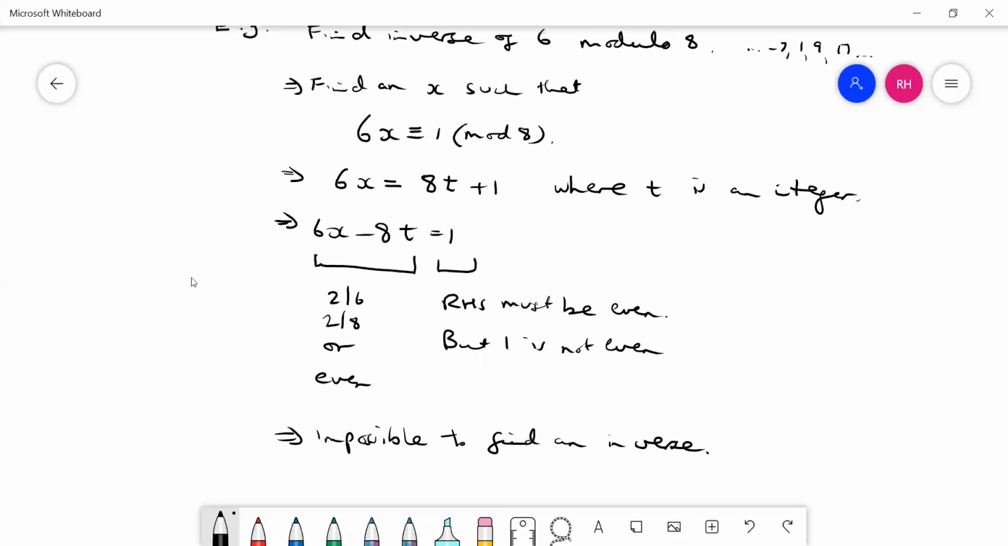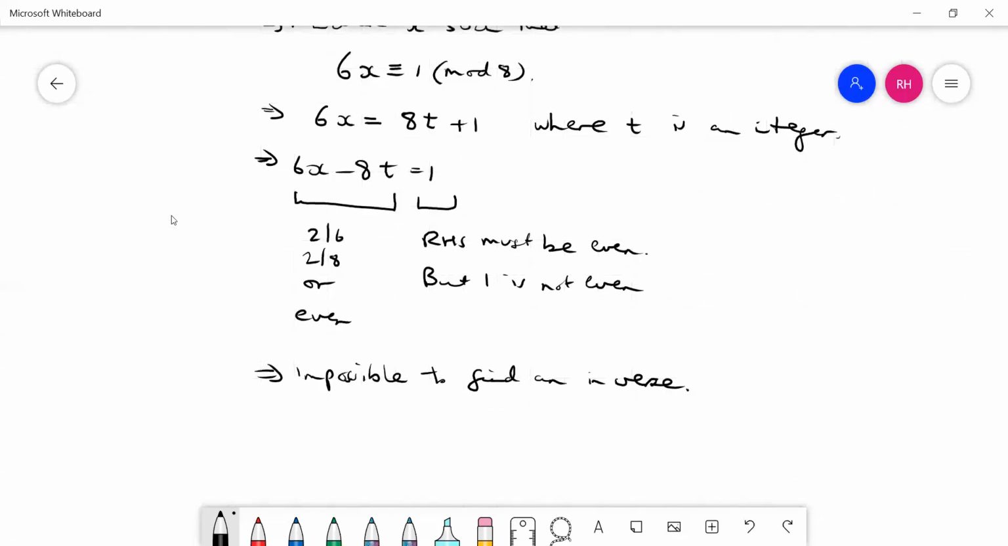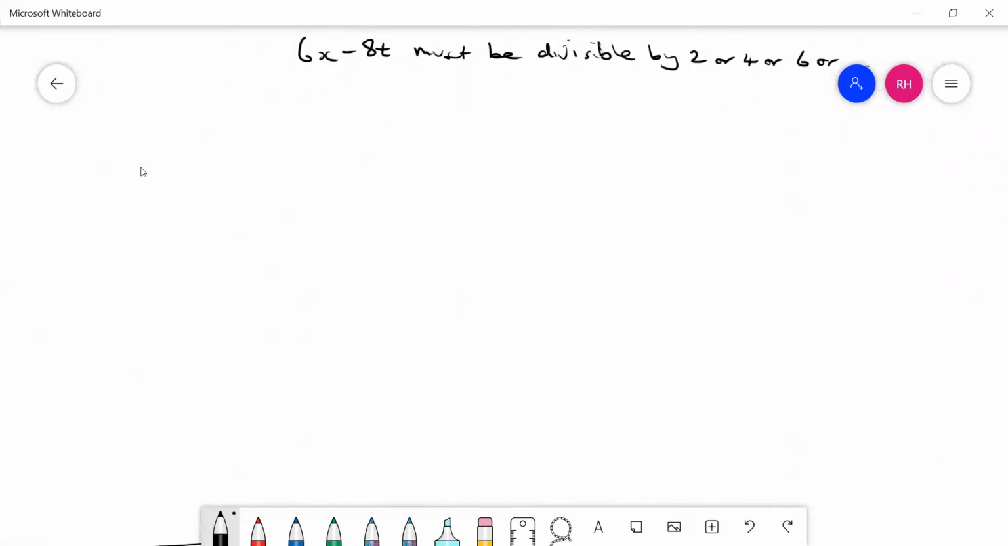So that idea we can extend. If you want to think about it before I go on to the general case, note that 6x minus 8t must be divisible by 2 or 4 or 6, so some multiple of 2. Let's just talk about it more generally.